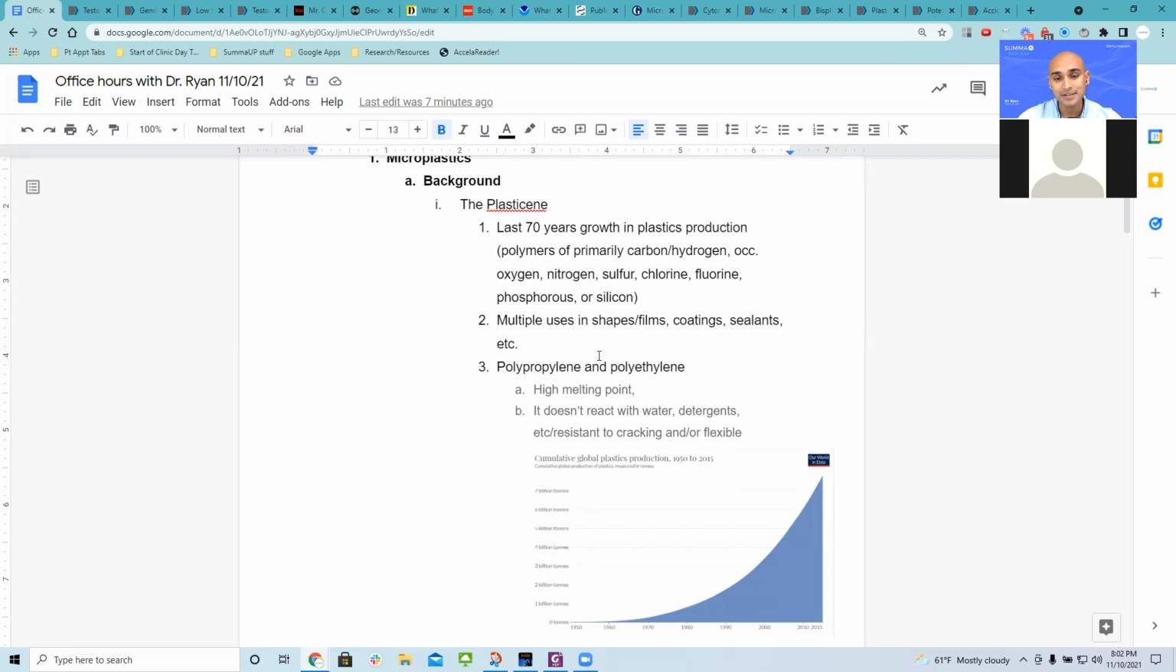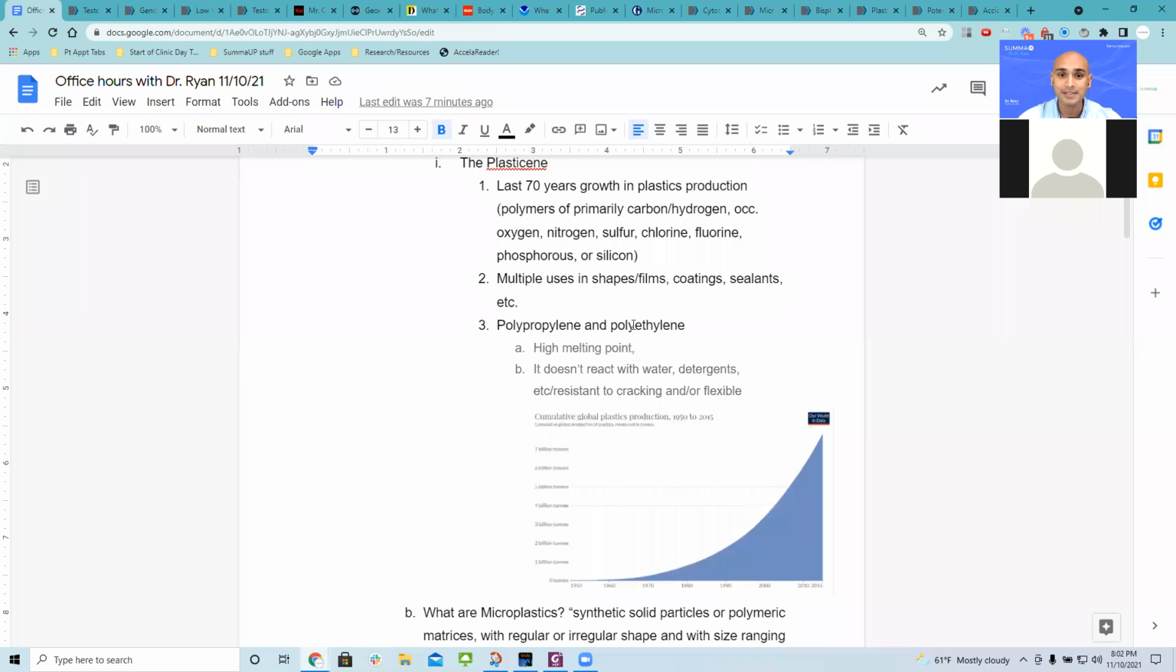In the last 70 years, there's been a tremendous growth in plastic production and use in a variety of different materials. Plastics are polymers, very complex molecules consisting of multiple smaller repeating subunits of carbon, hydrogen, and then oxygen, nitrogen, sulfur, chlorine, and fluorine additives to strengthen them, make them ultra strong, or perhaps make them more flexible. And you can see this used in a variety of industries.